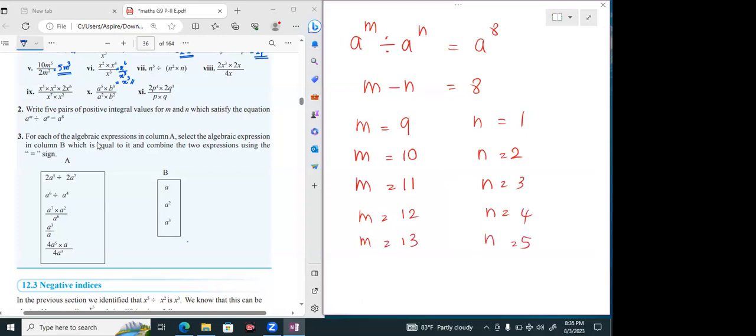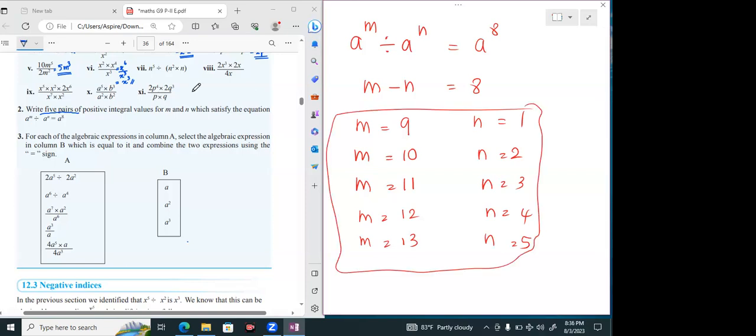They asked to write 5 pairs. Then here, these are the 5 pairs. You can write many more, as many as you like where the difference is 8. But we are asked to write 5. Okay. Check the third question. Try to do the third one.